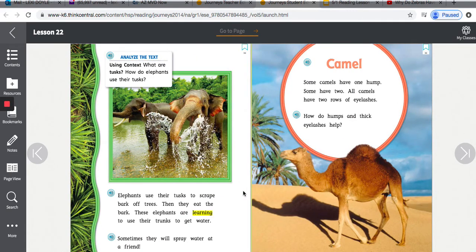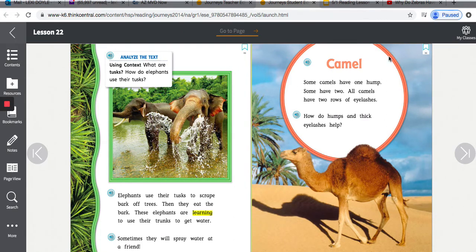Elephants use their tusks to scrape bark off trees. Then they eat the bark. These elephants are learning to use their trunks to get water. Sometimes they will spray water at a friend.